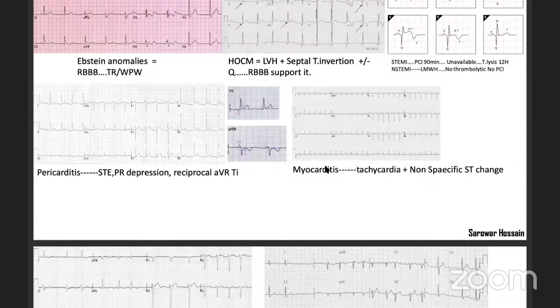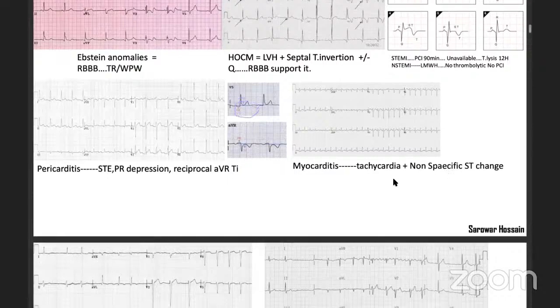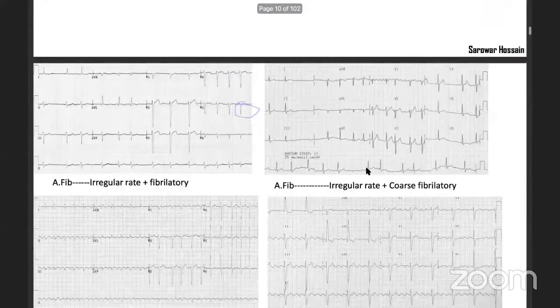Myocarditis. Myocarditis is a clinical diagnosis. There should not be any angiographic finding, basically. It looks like sinus tachycardia. Those are non-specific findings. You can't say myocarditis exactly by looking at the ECG.